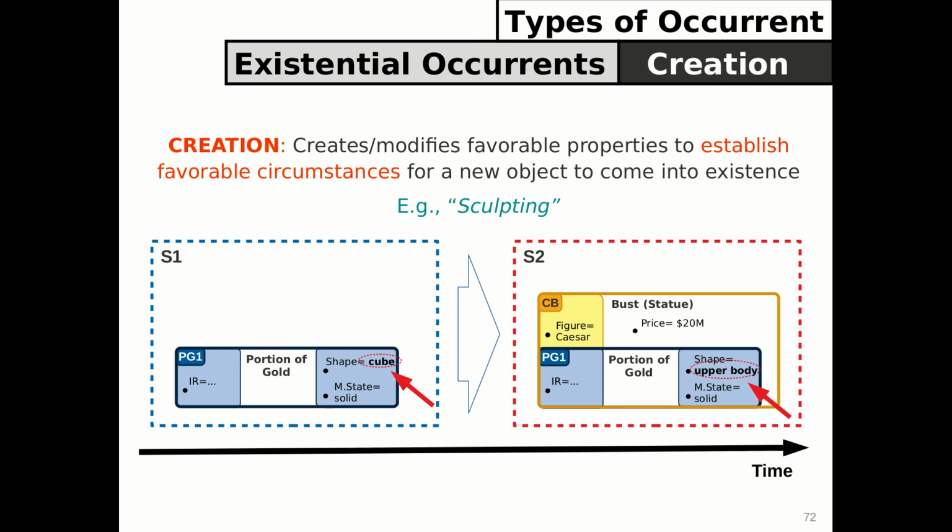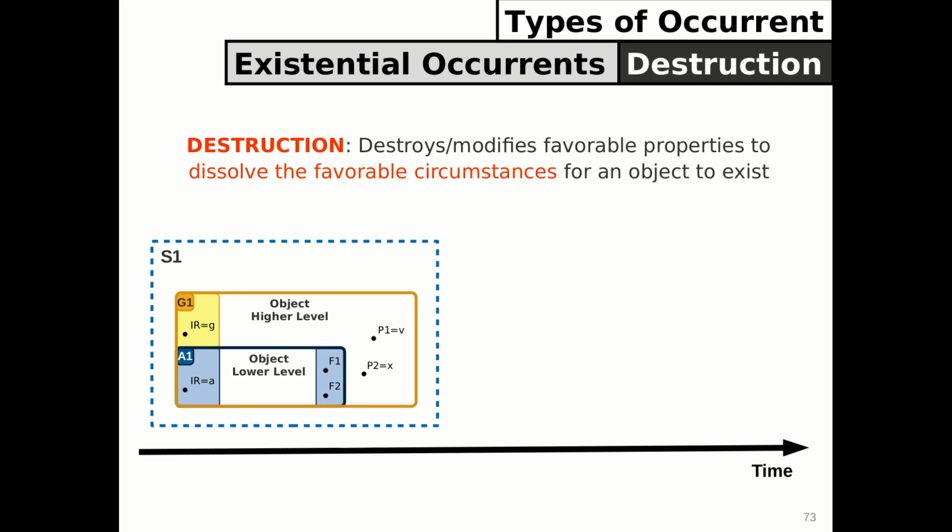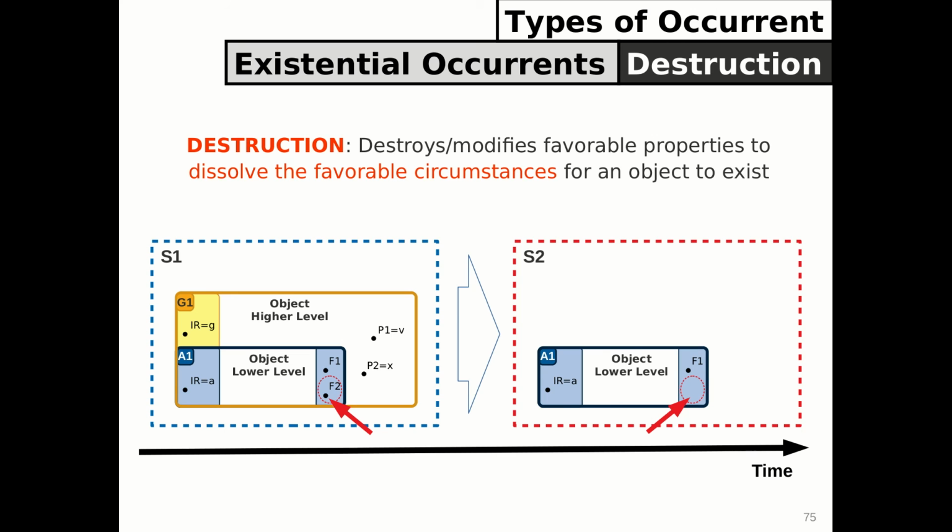Finally, an existential occurrent may be a destruction, which destroys or modifies favorable properties to dissolve the favorable circumstances for an object to exist. This kind of occurrent may be a transition from a situation comprising a constituted object supported by favorable properties on its constituent individual, and some of these favorable properties are removed so that the constituted object no longer exists because the favorable circumstances are no longer present.